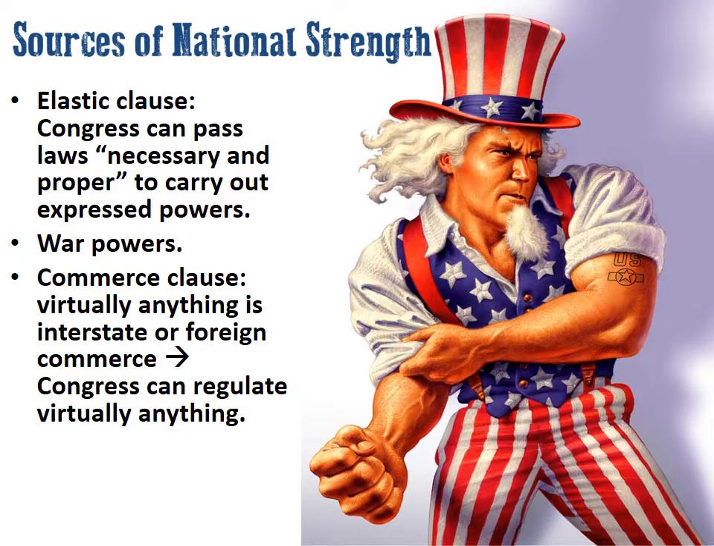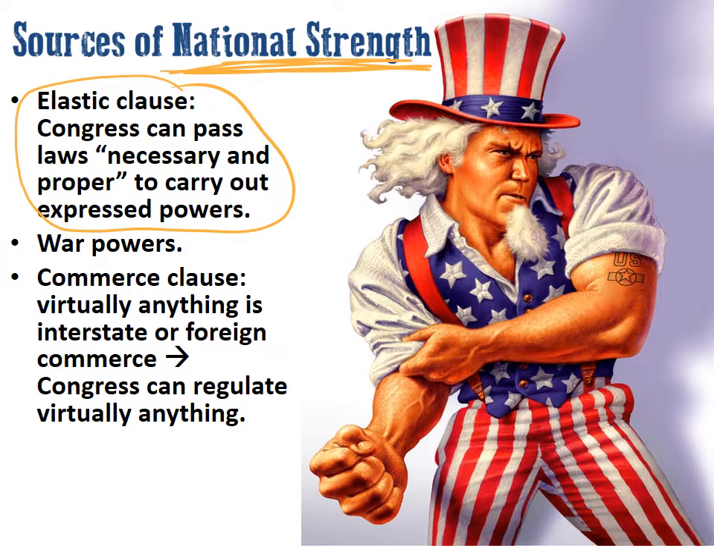Okay, so what are some things that give the national government their power? Well, I know this class sounds a lot like we're repeating ourselves, but the elastic clause gives the national government a lot of its power. Remember, the elastic clause is the necessary and proper clause. It's a sentence in the Constitution that has allowed our federal government to regulate all kinds of things. So it gives the federal government power.